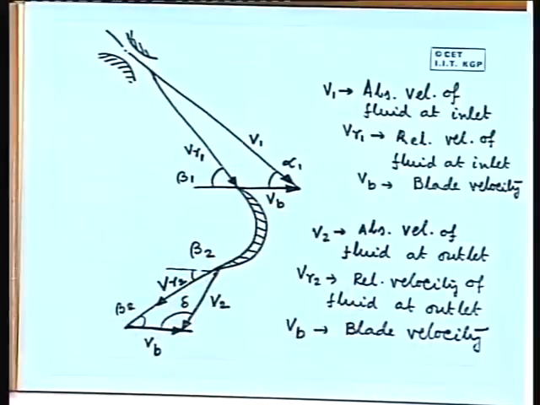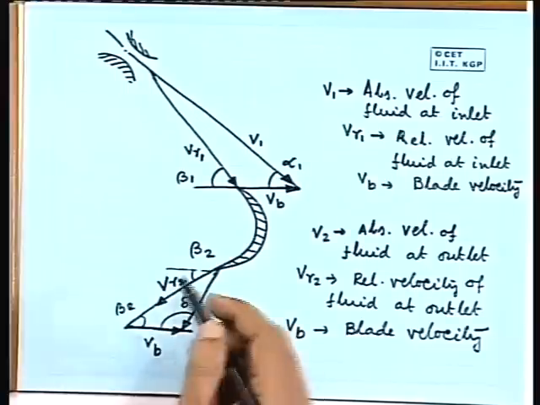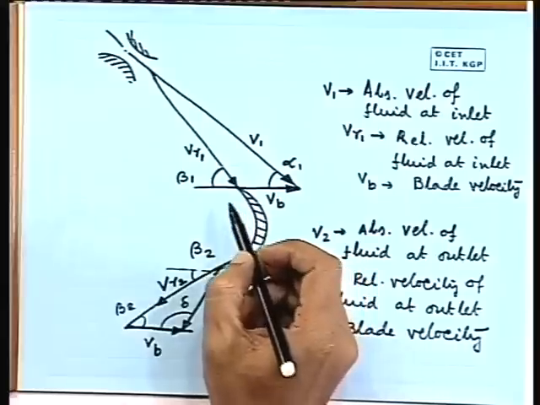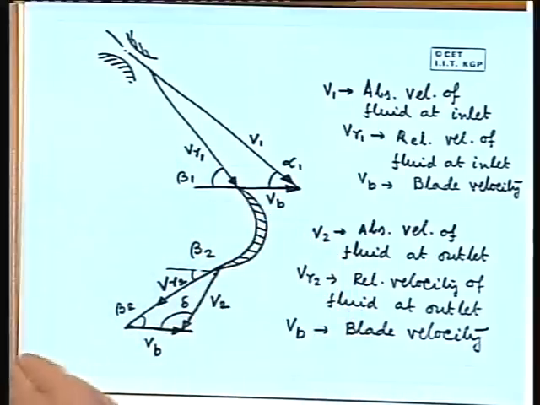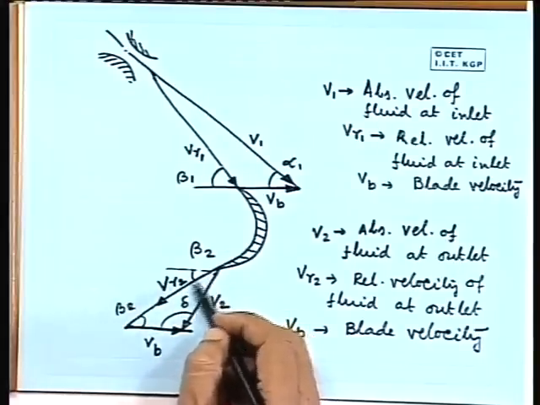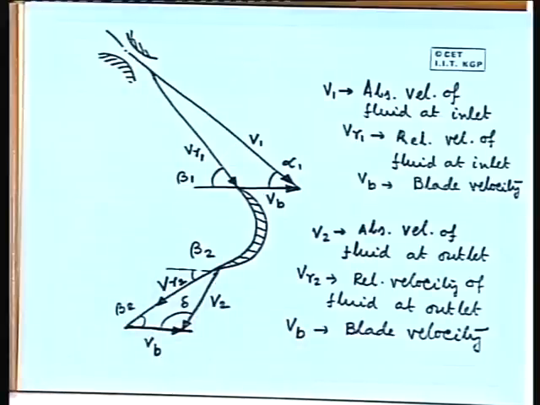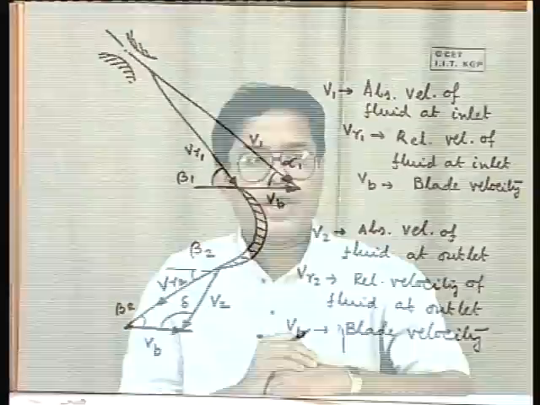This beta 1 is known as the inlet blade angle, and beta 2 is the outlet blade angle. So, what are the inlet blade angle and outlet blade angle? Inlet blade angle is the angle between the tangential velocity and the relative velocity at the inlet of the blade. Similarly, outlet blade angle is the angle between the relative velocity and the tangential velocity at the outlet. So, these are beta 1 and beta 2. In most impulse blading, you will have identical values of beta 1 and beta 2. It is not mandatory, but it is common practice to have identical values of beta 1 and beta 2 for an impulse turbine.